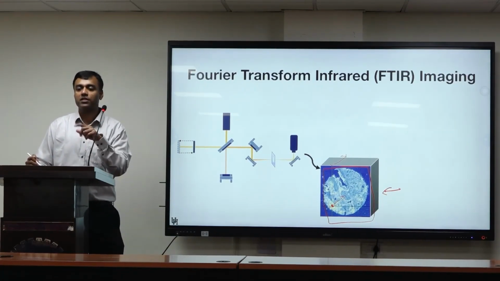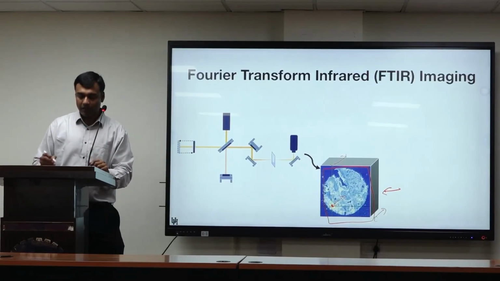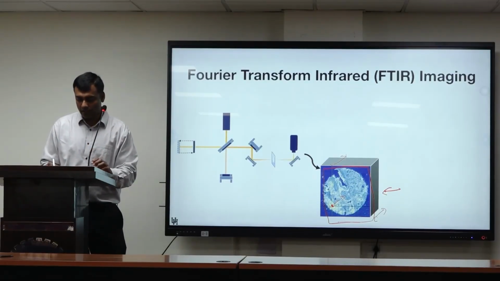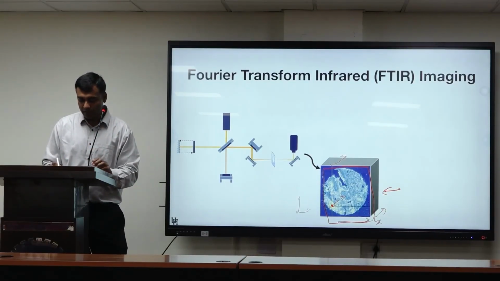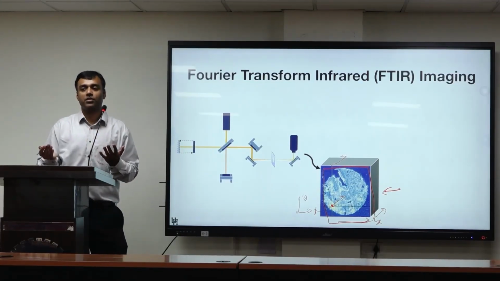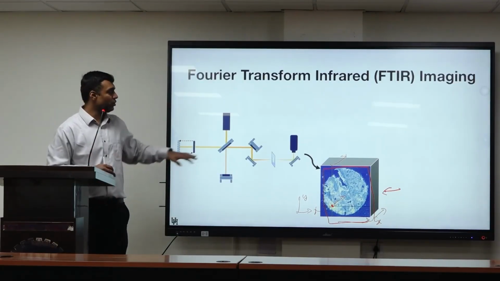It's not a picture, it's a cube of data that you get. And this axis is the wavelength or the wave number axis. If you think of this as the XY axis, XY is just the image, Z is the spectral dimension. So X, Y, Z, three dimensions, is a cube, a data cube.